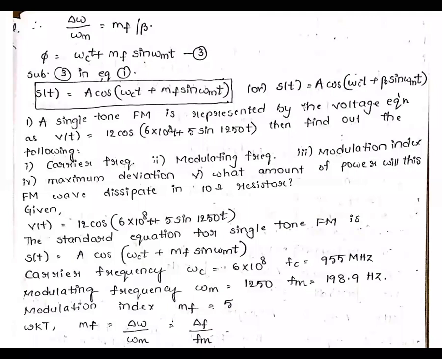So the equation of frequency modulation is Ac cos omega ct plus beta sin omega m t. The standard equation is compared with the given equation. So there Ac is 12 and omega c is equal to 6 into 10 to the power 8.